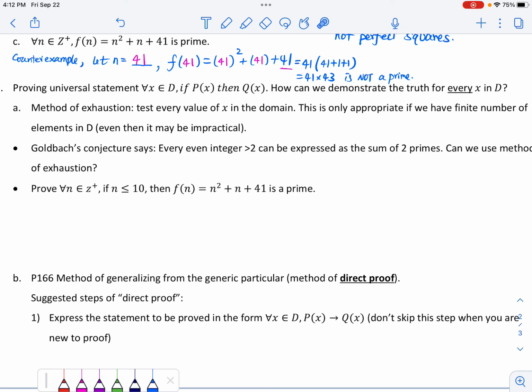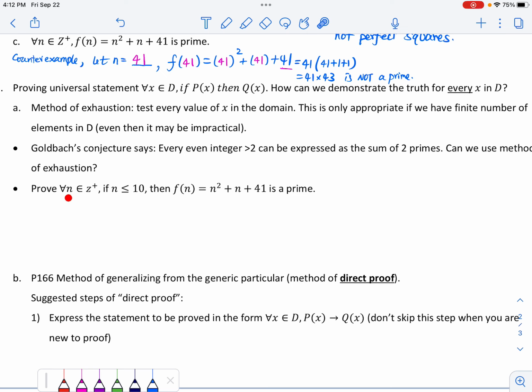So what does that mean? That means you have to test every single value x in the domain so that you know when this is true and this is true. So this is only appropriate if we can test every single value. That means you have a finite number of elements in D. Even then, sometimes it may be impractical when D is pretty large, right? So this actually is not that popular, but certainly we want to introduce this particular one.